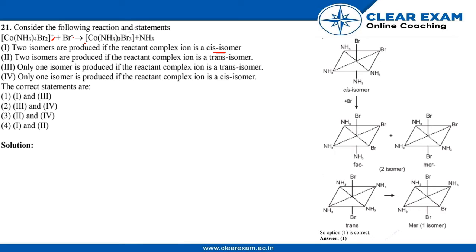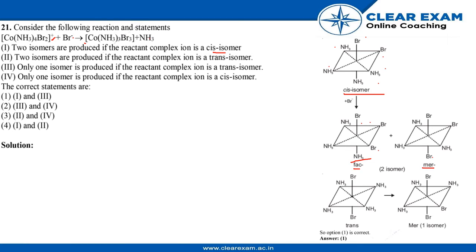So we have 3 NH3 with an ion and another NH3 here and 2 Br. So we will have a cis isomer formed. After the reaction, we will have NH3, NH3 and the same NH3 and Br. Then another type will be NH3, Br and a Br. This will be Mer and this will be Fac.